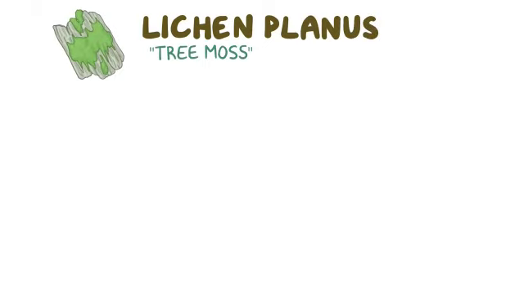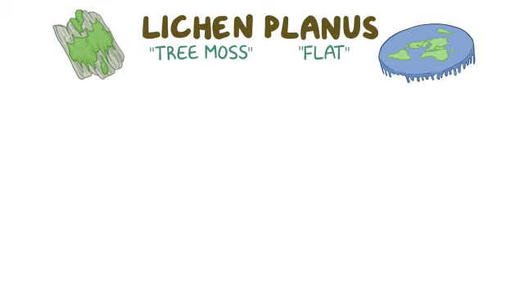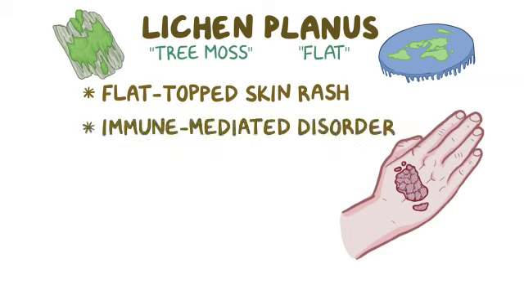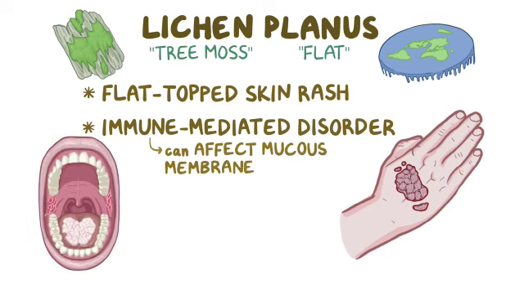With Lichen Planus, lichen means tree moss, and planus refers to flat. And the reason it's called that is because Lichen Planus is a flat-topped skin rash that looks a bit like tree moss. Lichen Planus is an immune-mediated disorder, meaning that the immune system has started attacking its own skin, resulting in the rash. Lichen Planus can also affect mucous membranes.